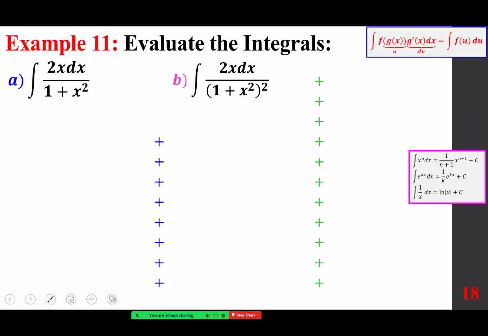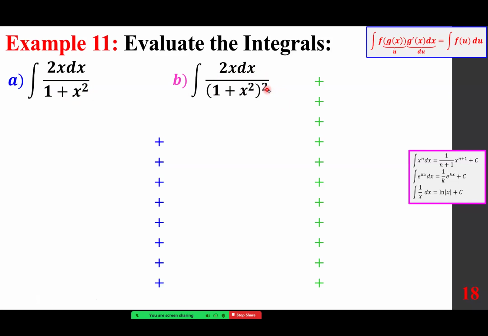Now in this page, I want to evaluate a bunch of integrals, and I want them side by side because I want to compare and contrast. The first one is the integral of 2x dx over 1 plus x squared. The second one is the same thing, the integral of 2x dx in the numerator, but the denominator is the same thing being raised to some power. It doesn't matter, it's the power of 2 or 20 or 10. The process is the same.